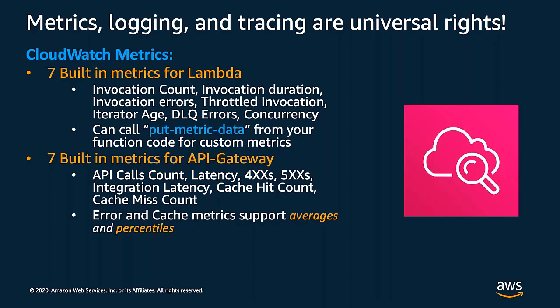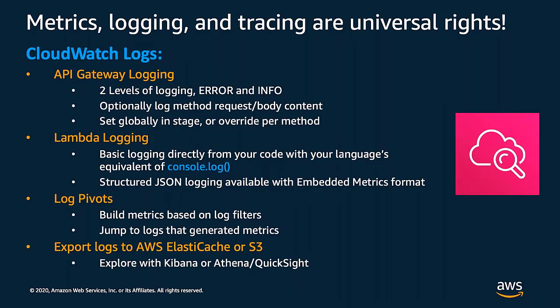Metrics measure what's happening, but logs give you the information to know what happened with context. CloudWatch Logs offers API Gateway logging with both error and info logs, and optionally allows you to log your method request and body content, a great feature for your sub-production environments when you're trying to understand what's happening.